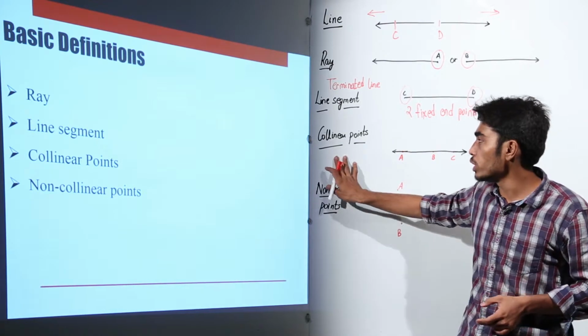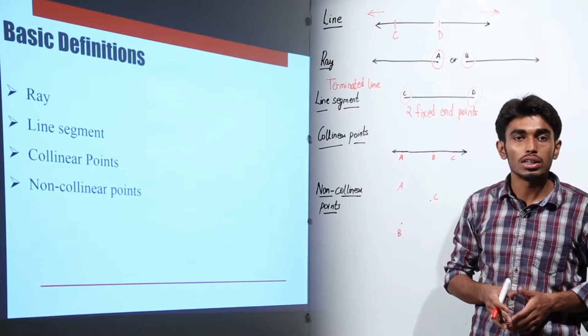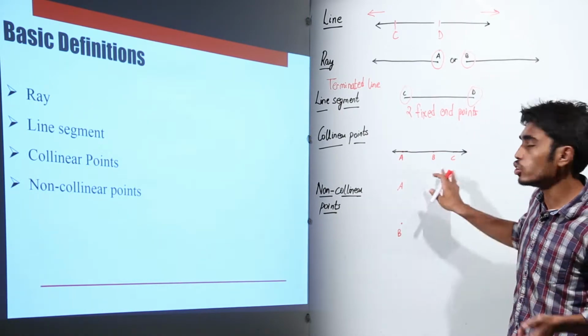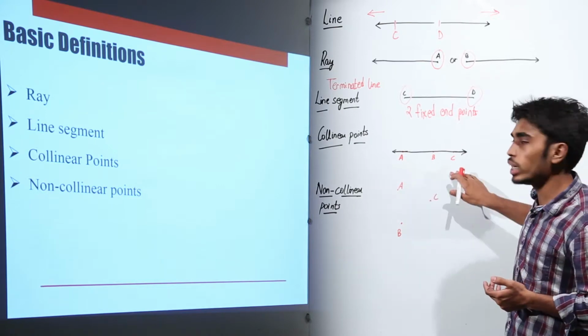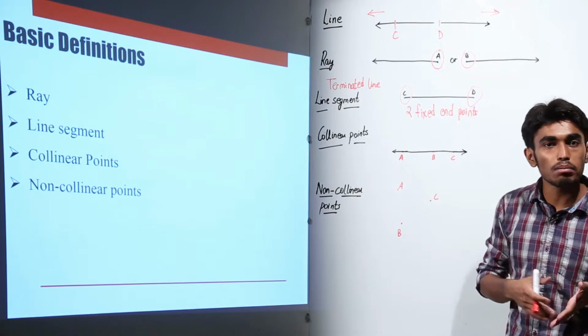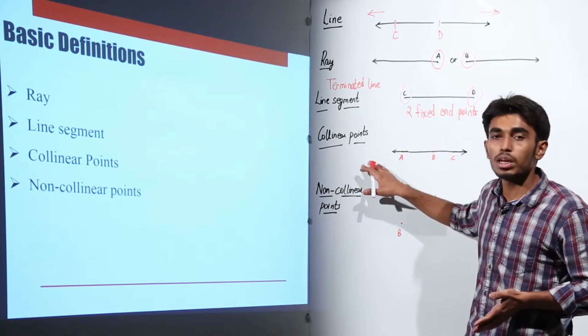Now let's talk about collinear points and non-collinear points. You must know that if there are more than 2 points, let's say 3 or 4 points, and all the points lie on the same line, then they are called collinear points, right?